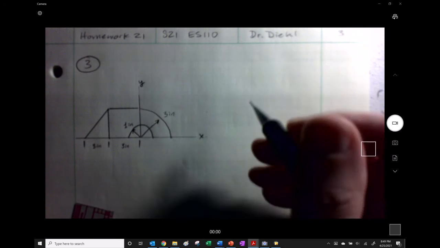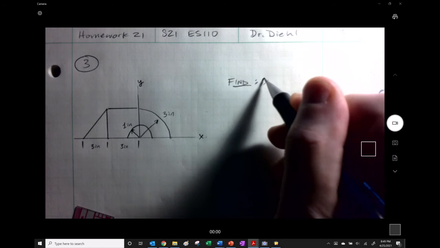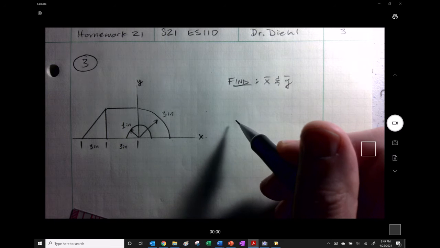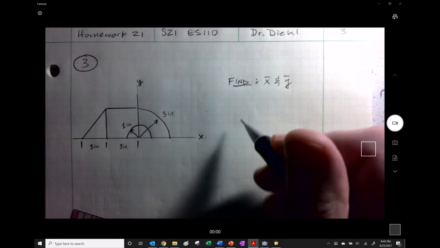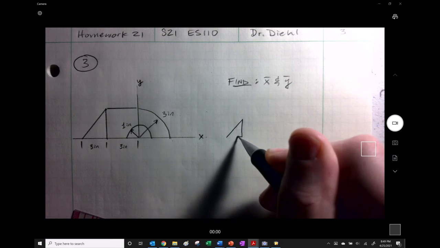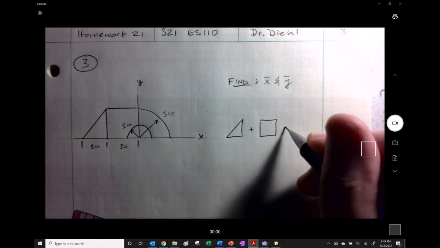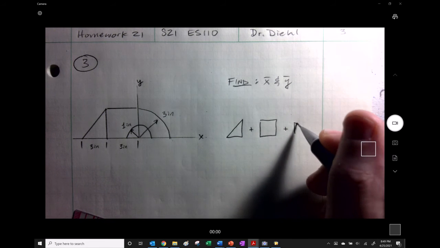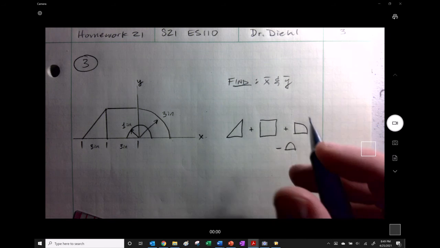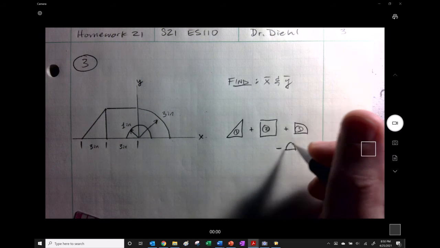And our goal is to find X bar and Y bar. So, looks pretty obvious to me. What we want to do is maybe add this plus this minus that. So we'll call it 1, 2, 3, and 4.